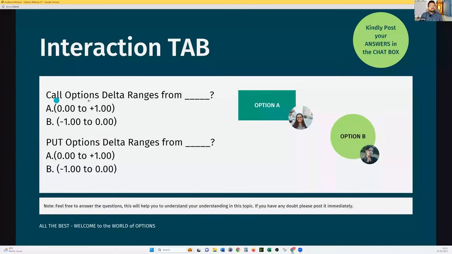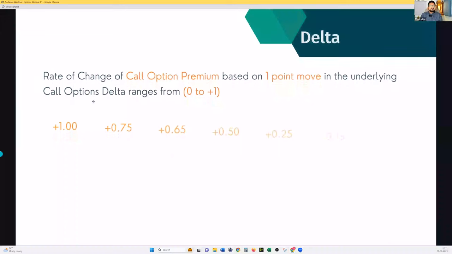Now you guys tell me, the call option delta ranges from what to what? Superb, 0 to plus 1. Good. Put option delta ranges from what to what? Good, it ranges from negative 1 to 0.